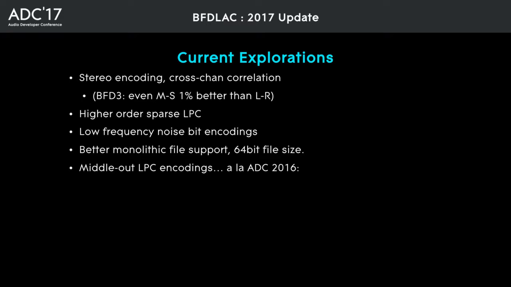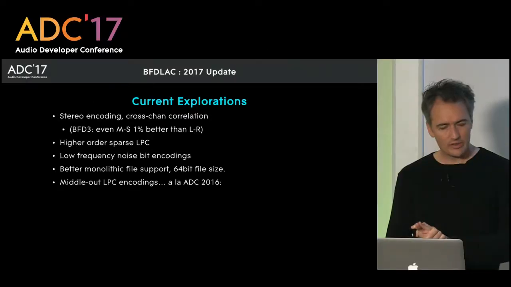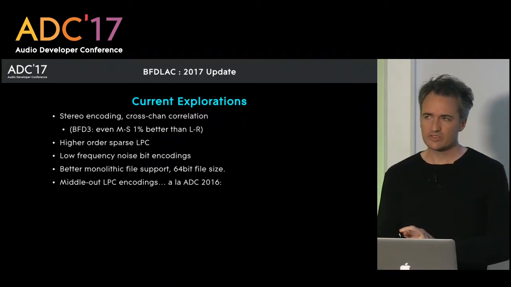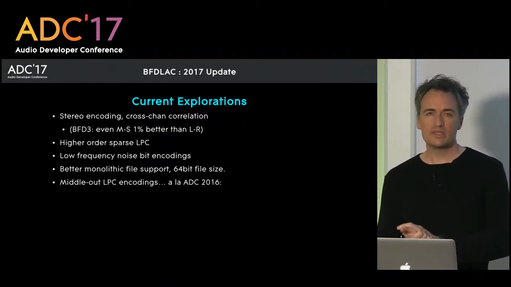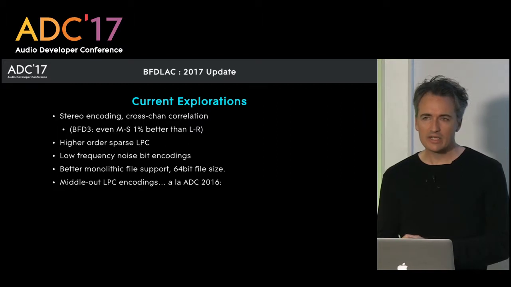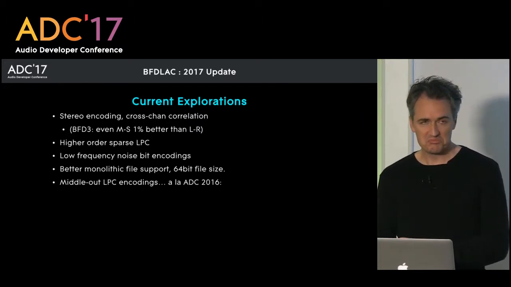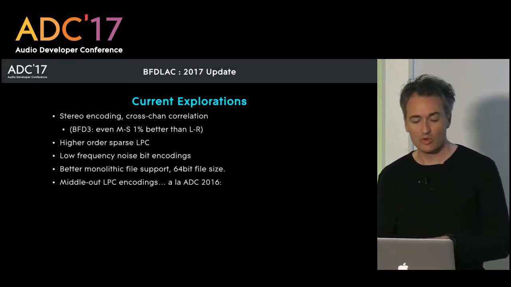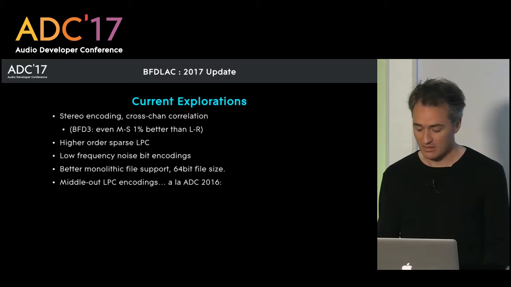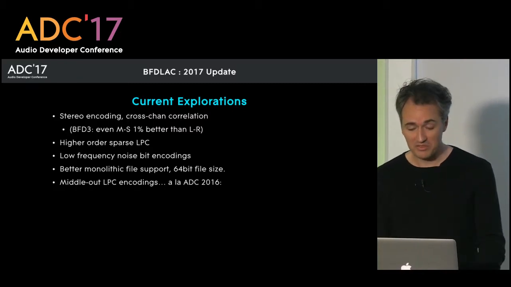So current explorations: looking at more complicated stereo encoding so that we can take advantage of cross-channel correlation. Quite a lot of BFD's channels are mid-side encoded if they're room mics and things. So I did an experiment where I just turned off the mid-side encoding and encoded it the normal way versus the way it actually is in BFD, and that made a 1% difference, which, you remember, 160 gigabytes, that's 1.6 gigabytes worth of improvement, so that was great.